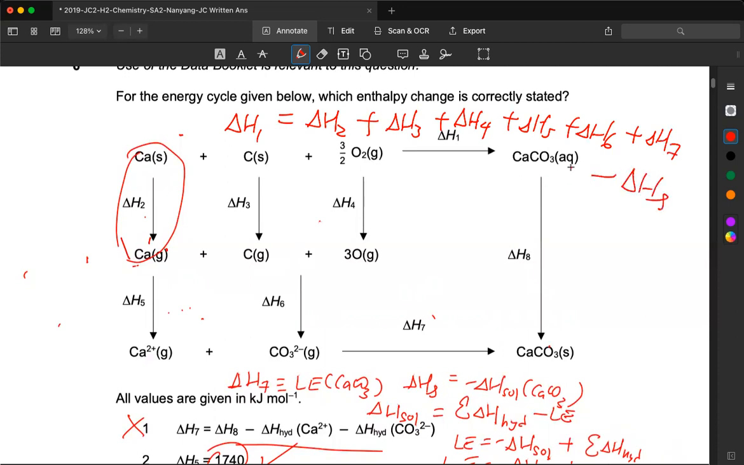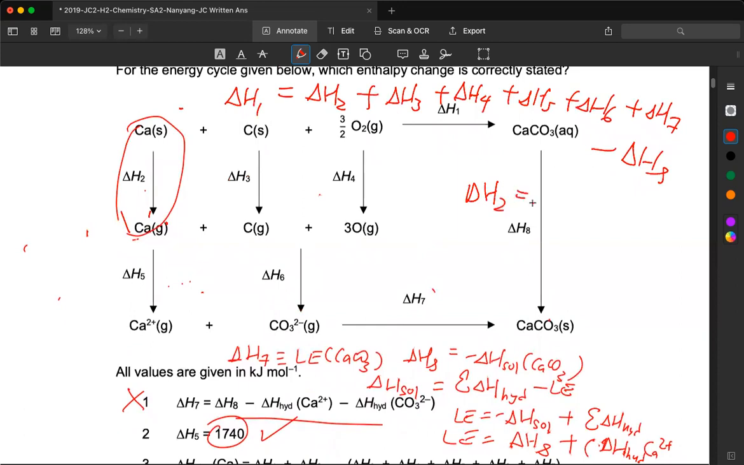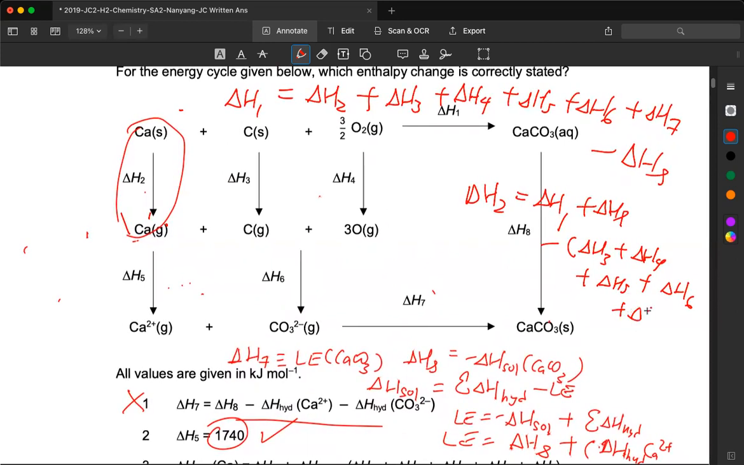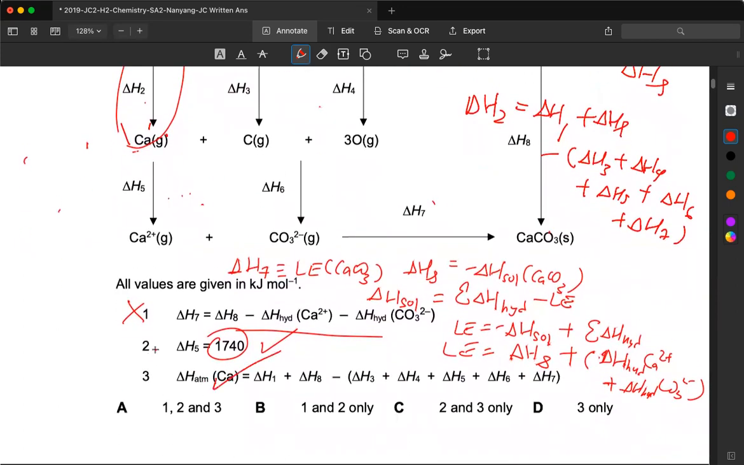If you rearrange the equation to make H2 the subject, you have H1 plus H8 minus H3 minus H4 minus H5 minus H6. Luckily, everything is in one, so it's easy. Doing that, then you check the given. It's the same. So this is correct. So 2 and 3 are correct, C. Okay?